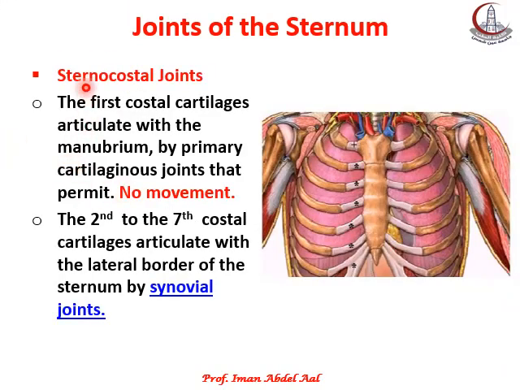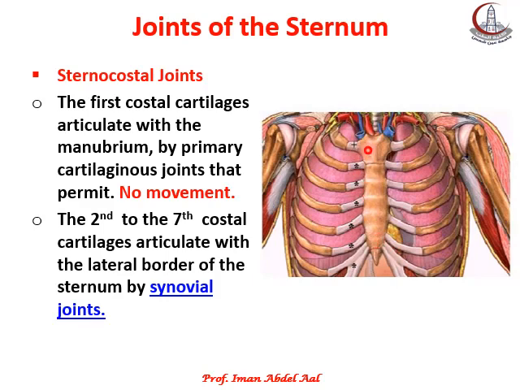Now the sternocostal joints. Sterno means the sternum, costal means costal cartilage of the ribs. So here are the sternocostal joints. They are the joints between the costal cartilage and the lateral border of the sternum. Let's count: first, second, third, fourth, fifth, sixth, and seventh. So the upper 7 costal cartilages articulate with the sternum by the sternocostal joints.